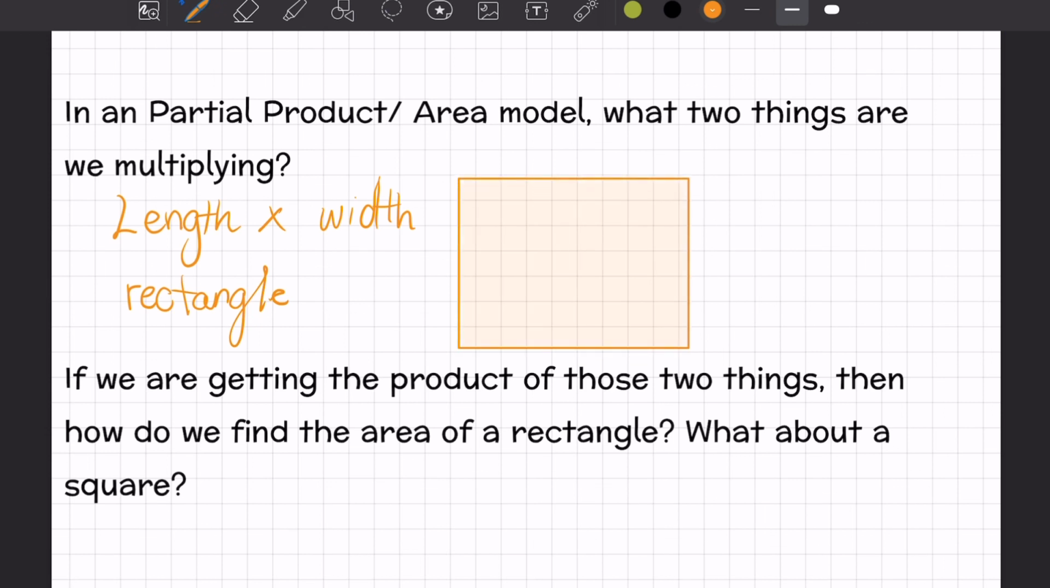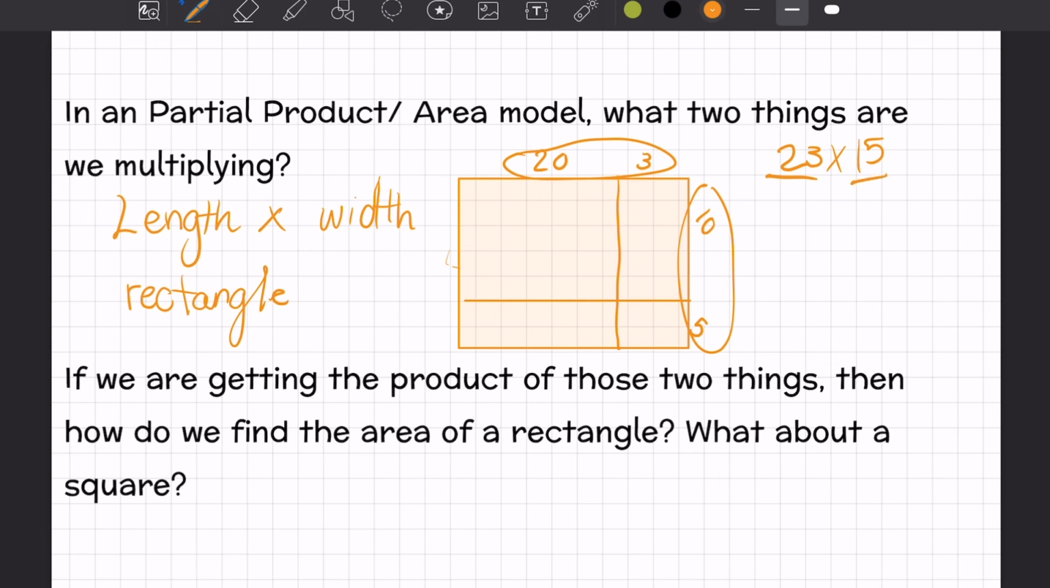Either drawing it out, showing me that an area model partial product kind of looks like this, and knowing that the inner pieces all give us, or the outside, right? So if this was 20 and 3 and this was 10 and 5, the outside would give us our length times our width. This was 23 times 15.